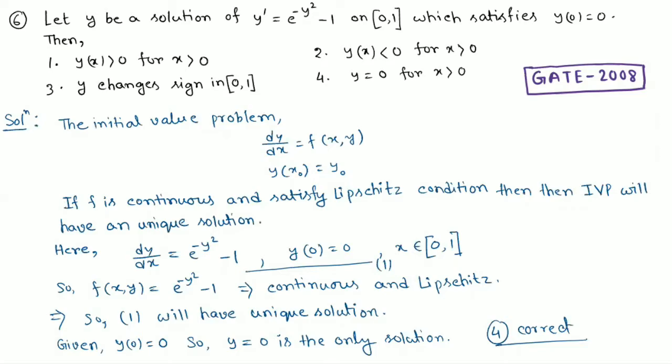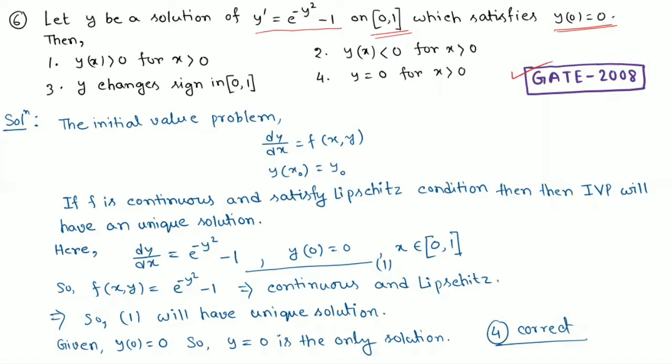Question number 6 is: let y be a solution of y dash equals to e to the power minus y square minus 1 on closed interval 0 1 which satisfies the initial condition y0 equals to 0. Then option 1: yx greater than 0 for x greater than 0. Option 2: yx less than 0 for x greater than 0. Option 3: y changes sign in closed interval 0 1 and option 4 is y equals to 0 for x greater than 0. This question has been asked in GATE 2008.